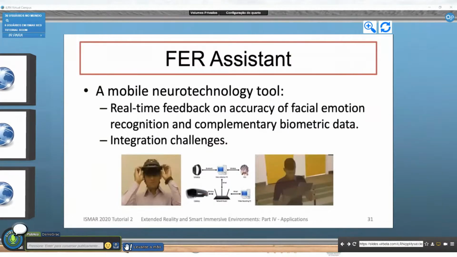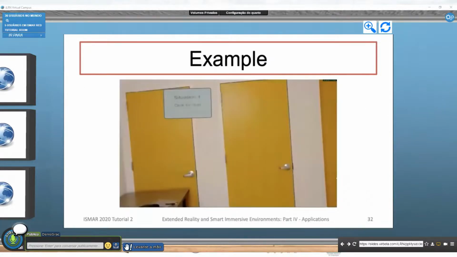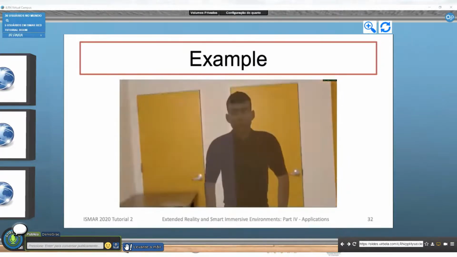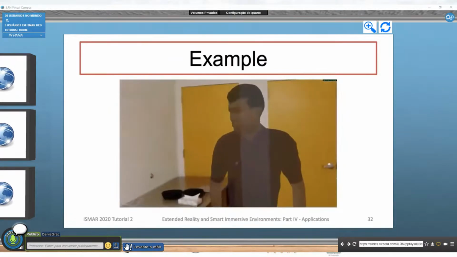So in terms of architecture, in the data that have been collected, we used Empatica to collect basic physiological data such as heart rate, blood pressure, electrodermal activity, and also a wireless EEG cap to record brain activity. So that was put together to provide real-time feedback on accuracy of facial emotion recognition. So what we have created is a sequence of scenarios with various actors performing tasks.